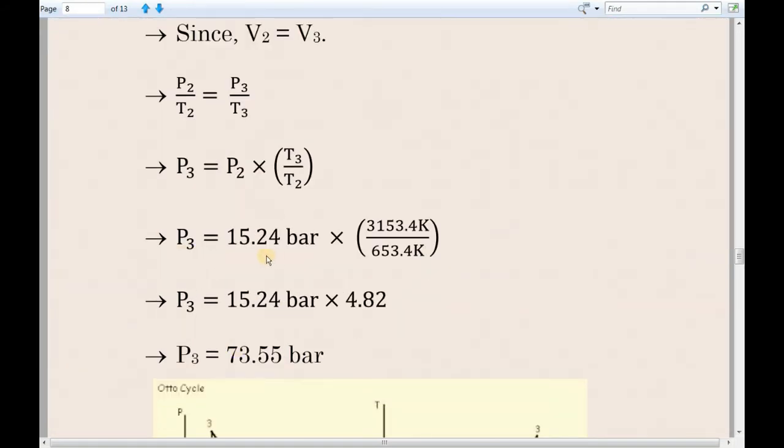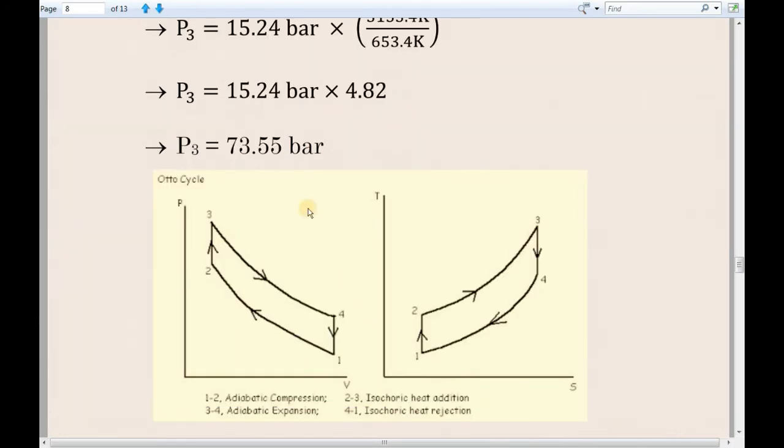We get P3 is equal to 15.24 bar into 3153.4 Kelvin divided by 653.4 Kelvin. In this RHS, 3153.4 Kelvin divided by 653.4 Kelvin is 4.82. So the next step will be P3 is equal to 15.24 bar into 4.82. So here 15.24 bar into 4.82 is 73.55 bar. So the next step will be P3 is equal to 73.55 bar, which means pressure at the end of constant volume heat addition process 2 to 3 is 73.55 bar.